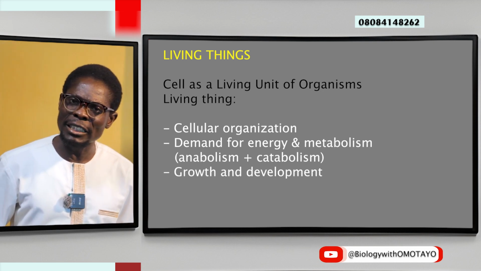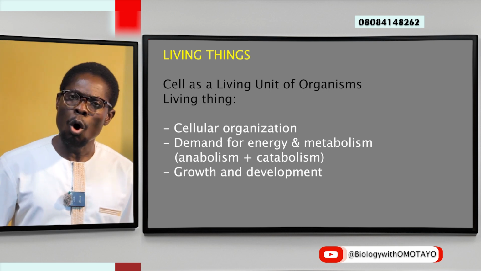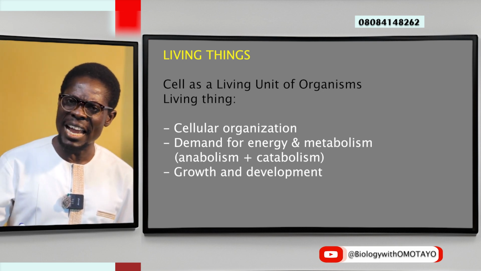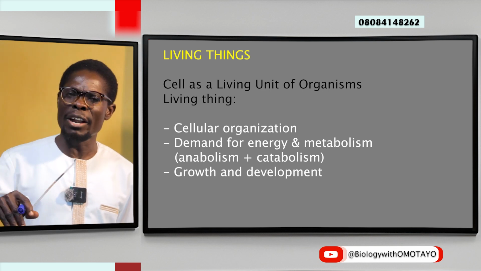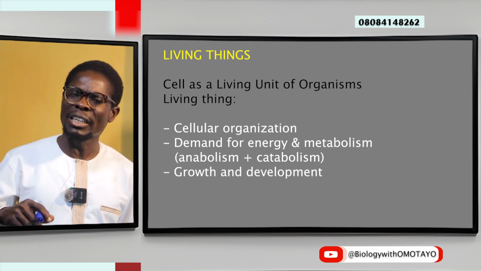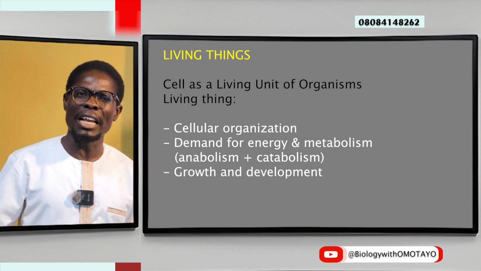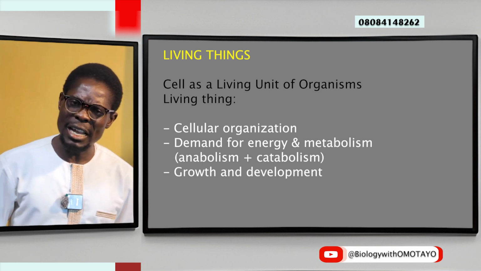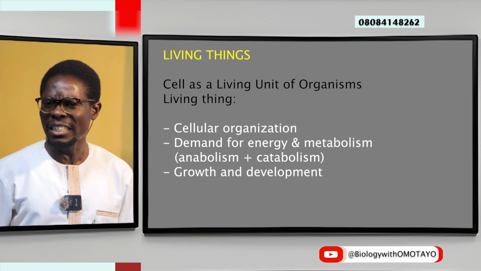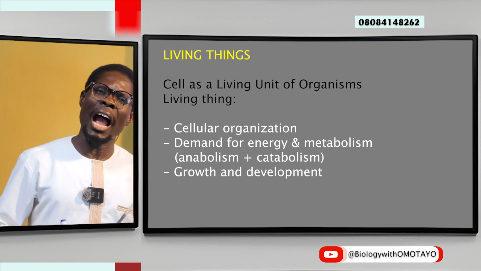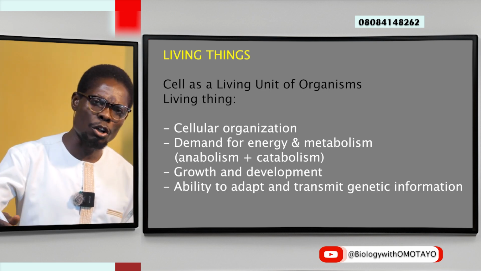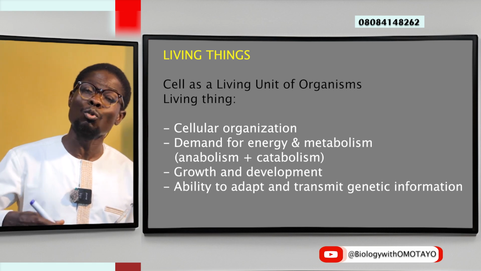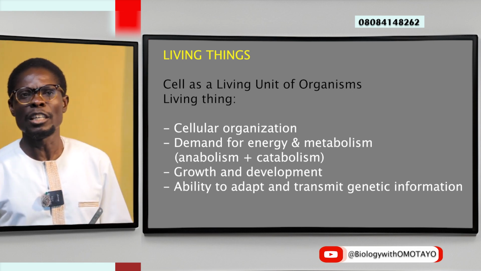Thirdly, such a thing must have the ability to grow or develop. And from what I said earlier, for growth, that means in such a thing, the rate of anabolism should be greater than catabolism so that there will be growth. At the same time, for a thing to be tagged as living, such a thing must have the ability to transmit genetic information. It should be able to pass on genetic information.